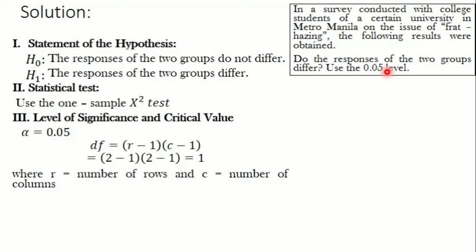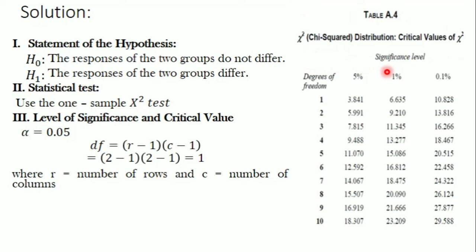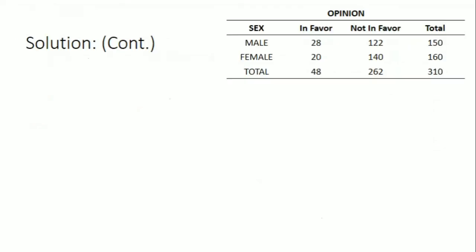The next is, we need to find the critical value by the use of the table. We have a level of significance of 0.05 and a degree of freedom of 1. So what is the critical value? We have 3.84, or 3.841. It's either, but we only use 2 decimal places, so we use 3.84.